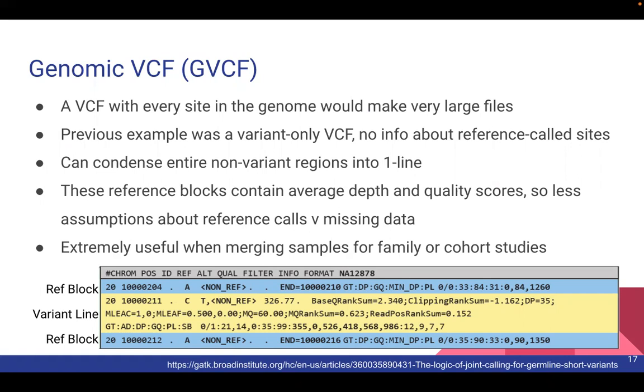The first line in blue is a reference block from 10,204 to 10,210 with over 30x coverage. Then there's a variant at 10,211, and the line after that picks up at the next base, 10,212 to 216, as another reference block. We're able to collapse 13 bases into 3 lines here, and GVCFs are even able to do this on much bigger regions of reference. Next slide.